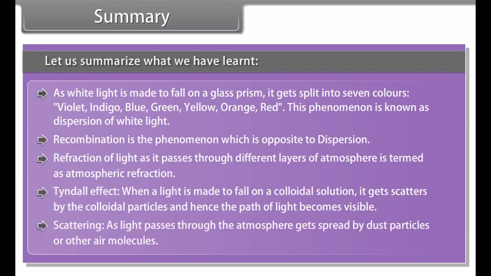Summary. Let us summarize what we have learned. The human eye has a crystalline lens and it works like a camera. Various parts of the eye are pupil, cornea, iris, crystalline lens, and retina.